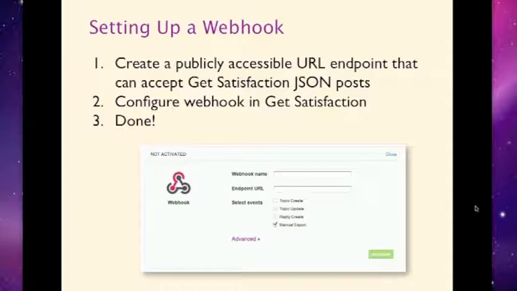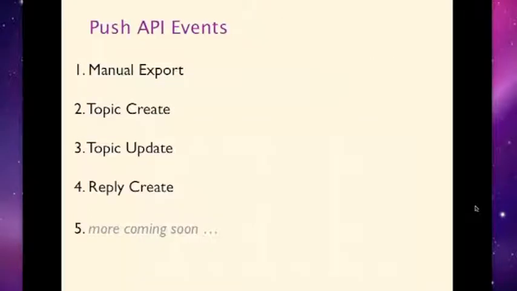So let's take a look at what some of these events actually are and what output they generate. Here are a couple of example events that we have in the first upcoming release of the push API. We'll be adding more over time, because obviously there's a lot of activity that can happen in your community. The first one is a manual export event.